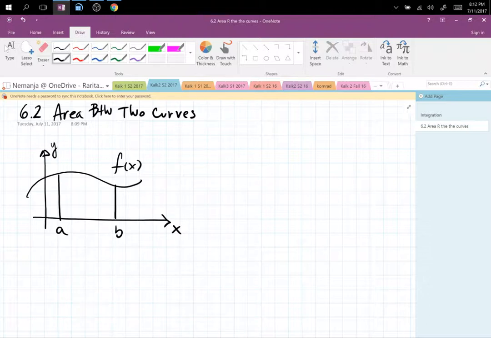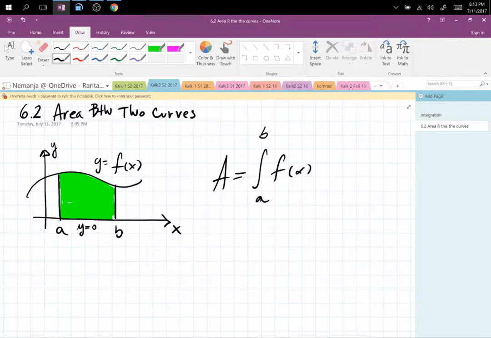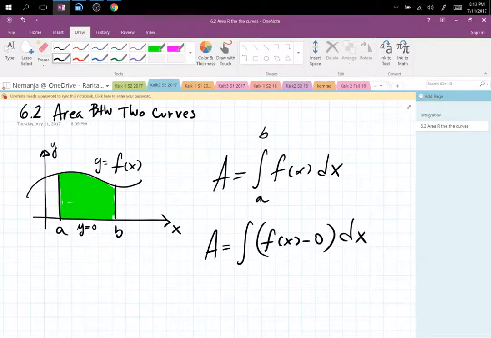is actually trapped between two functions, but we never said that before. You see, as I color in this area that we are interested in, note that the top of this area is bounded by f of x, and the bottom is bounded by y equals 0. So your good old integral that you know from Calc 1, a to b of f of x dx, is actually f of x minus 0 dx.